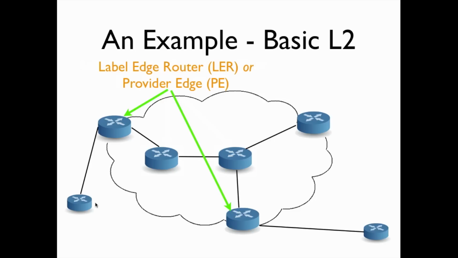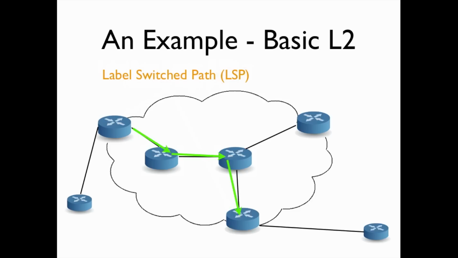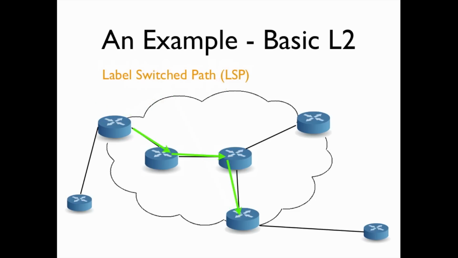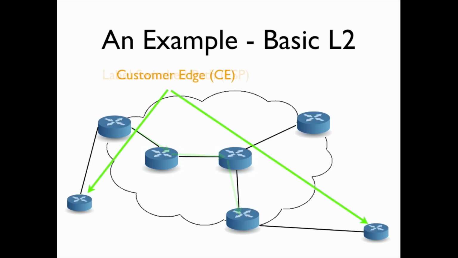So for instance, if we're creating a layer 2 circuit between this router and the router on the edge, then it's this router's responsibility to push the tags on so we can establish the path. This one can pop the tags off and forward it to our expected router. The path that it takes is called the label switched path. And the routers on the outside are the customer edge routers.